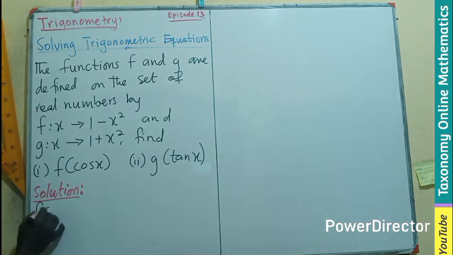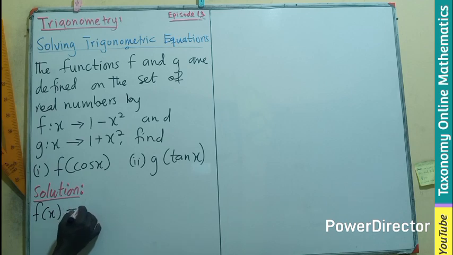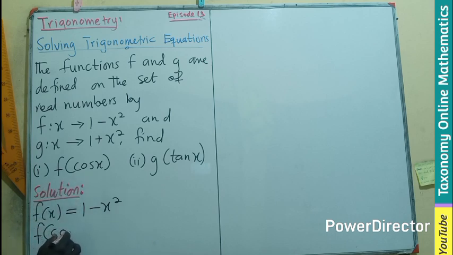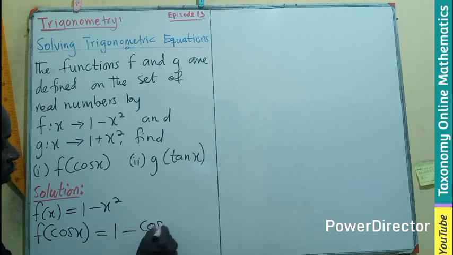Here our f of x is equal to 1 minus x squared. That is what we have. So in the same place, if I have x replaced with cos of x, that means I am changing the value of x with the cos x. So whatever I have here becomes 1 minus cos square x, or cos x all squared, which means the square is on that side.